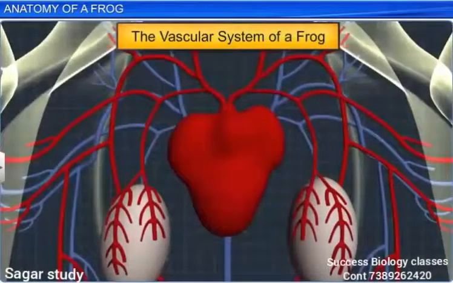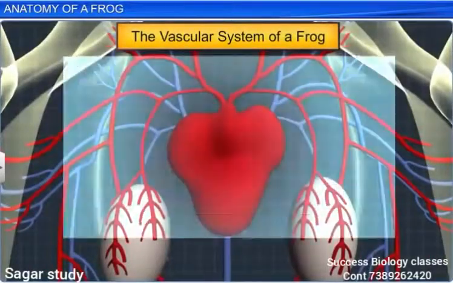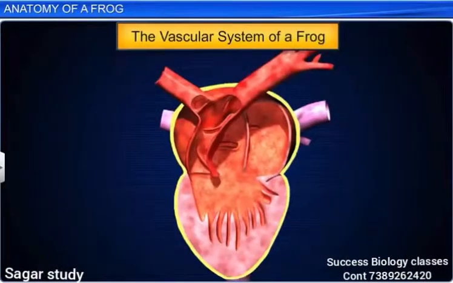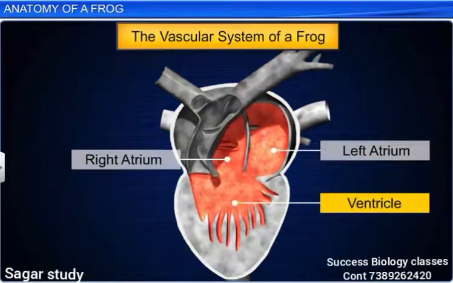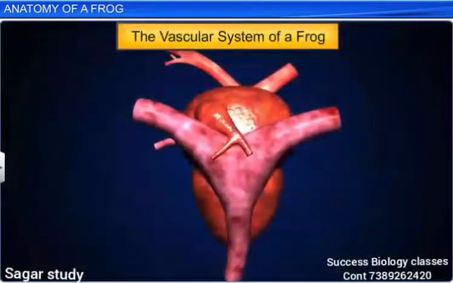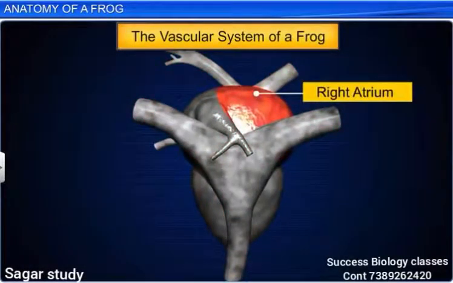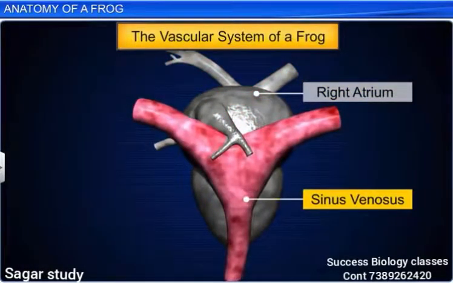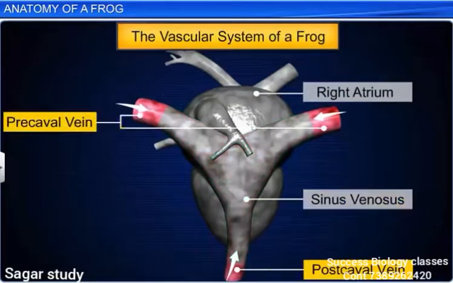The heart is situated in the upper part of the body cavity and consists of 3 chambers, 2 atria and 1 ventricle, and is covered by the pericardium. The right atrium is connected to the sinus venosus, which receives blood through the major veins called vena cava.